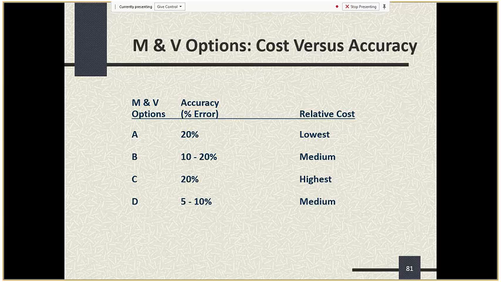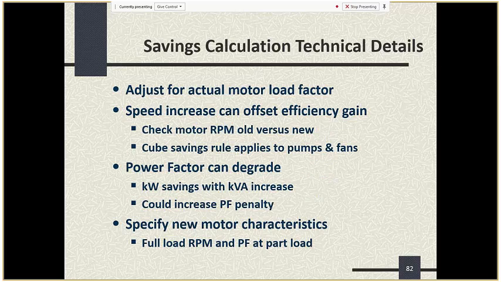It really is as expensive as I said it was in practice. So it turns out it's not really more accurate than option A, but it can be a lot more expensive. Hence, option A gets used way more often. So let's go to slide 82.